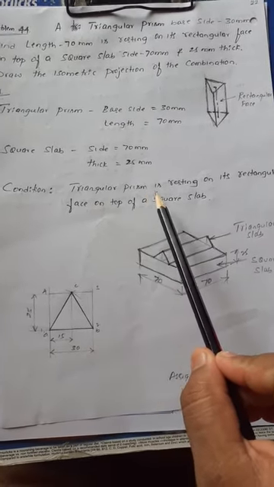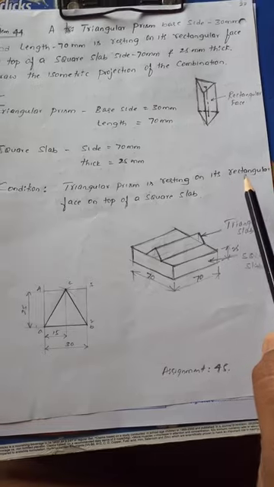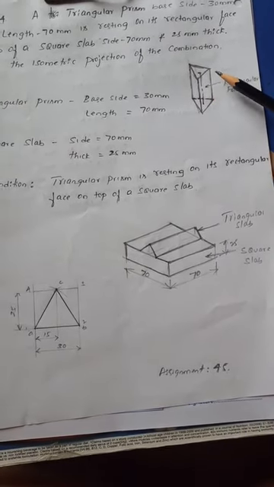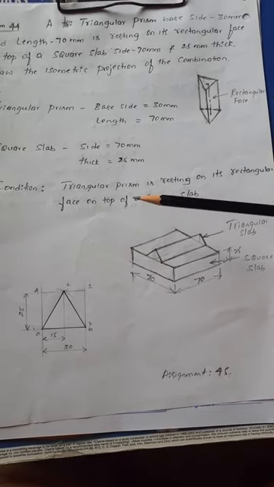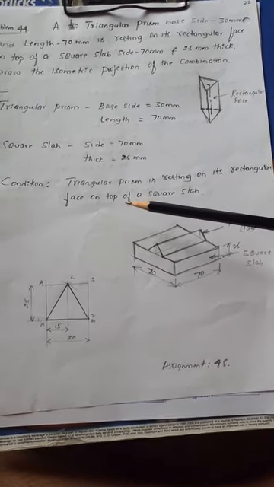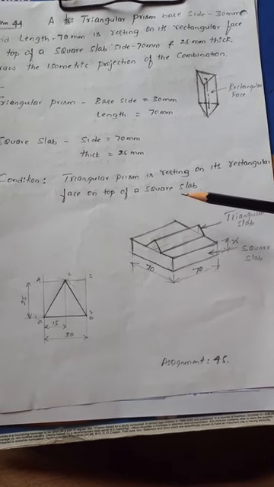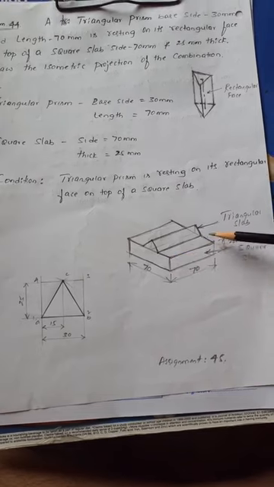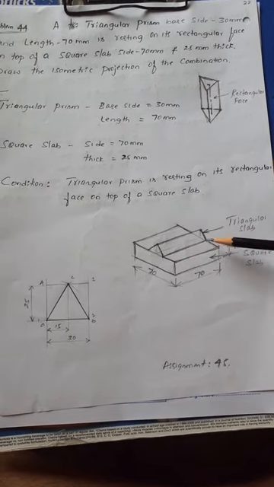The triangular prism is resting on its rectangular face. What is the rectangular face here? This is the rectangular face, right? The triangular prism is resting on its rectangular face on top of a square slab. The width of the square slab is 70 mm, right?